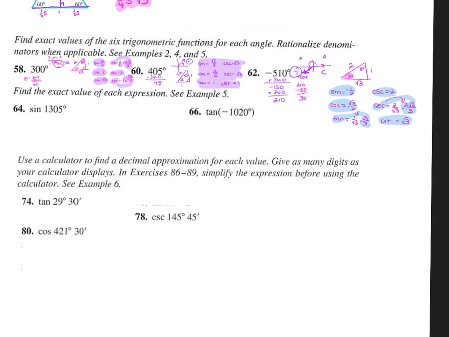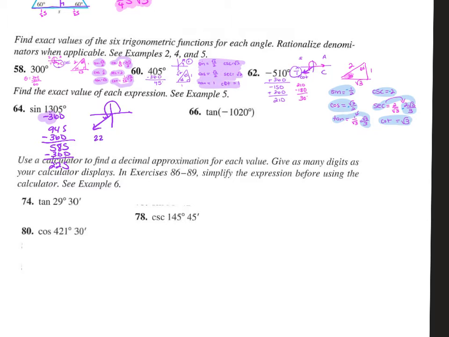Okay, 64 and 66 are similar, except they just want one trig function. So I've got sine of 1305. Obviously, I need to subtract 360 until I get it in between 360 and 0. So 1305 minus 360 is 945. Do it again. 585. Do it again. 225. So 225, third quadrant.